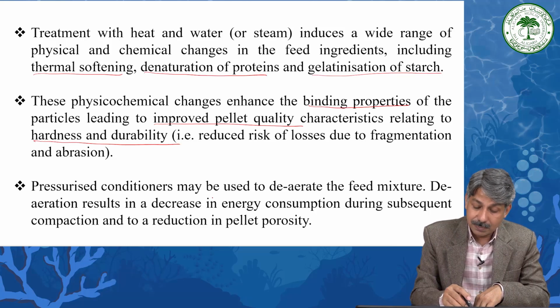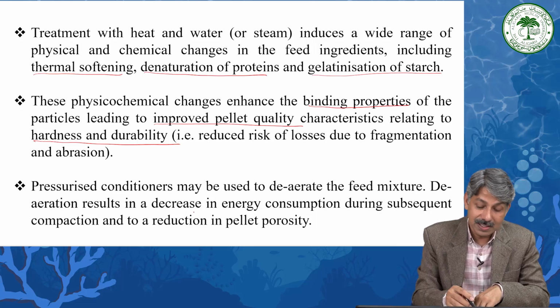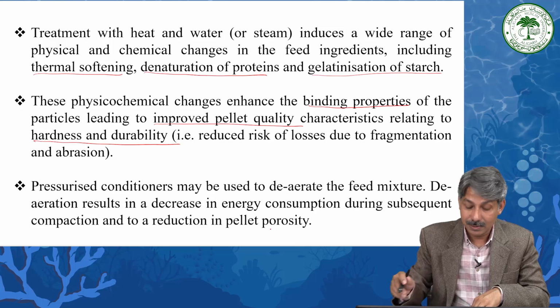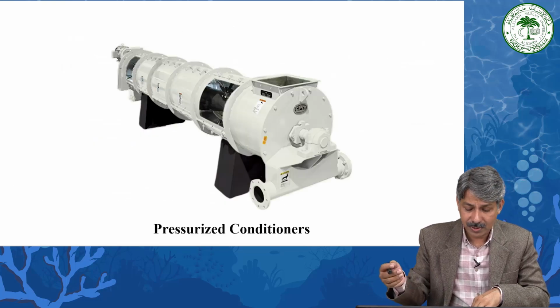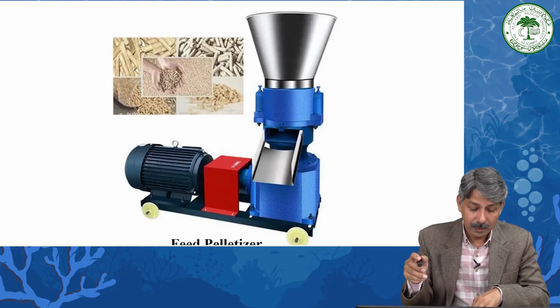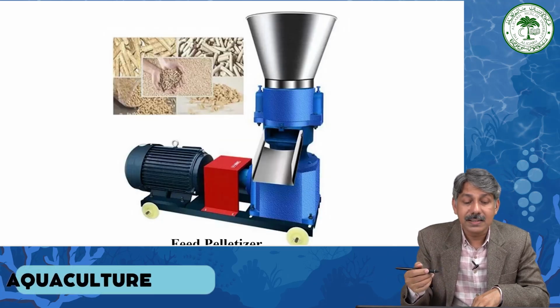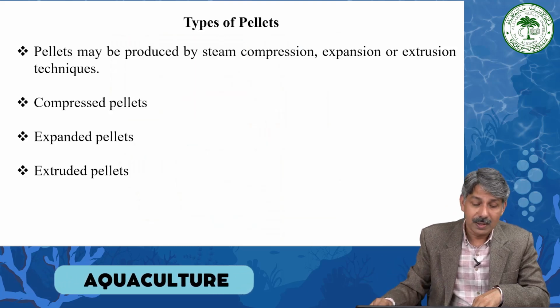Pressurized conditioners may be used to deaerate the feed mixture. Deaeration results in decrease in energy consumption during subsequent compaction and reduction in pellet porosity. Pressurized conditioners that we have. Then the feed pelletizer that is being used commonly.